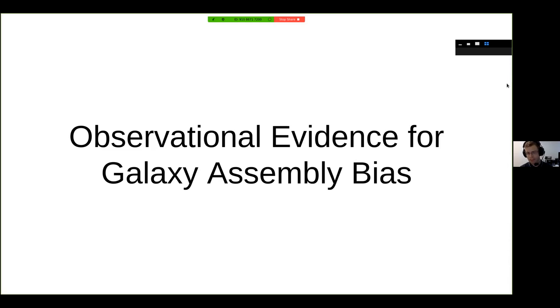Because as we've seen, galaxy assembly bias can affect clustering predictions at a fixed HOD at the level of 10% or higher. And so this is much larger than even current statistical uncertainties that we have in cosmological measurements. And so thereby, galaxy assembly bias is a potential roadblock to achieving precision cosmology. And so I want to use this time to just quickly review what we have learned about the presence of galaxy assembly bias in the real universe over the past 3 years.